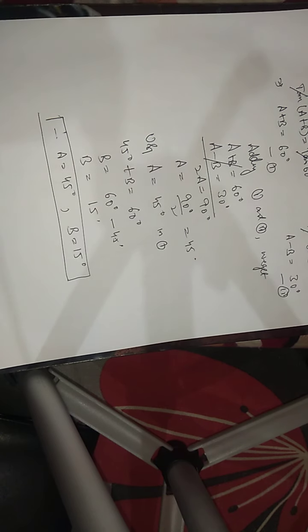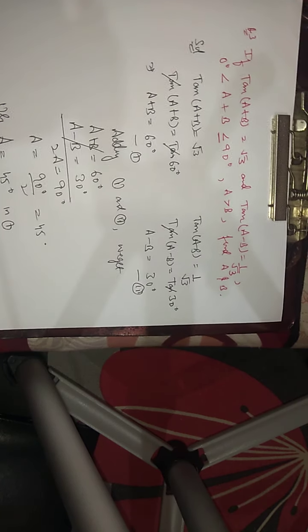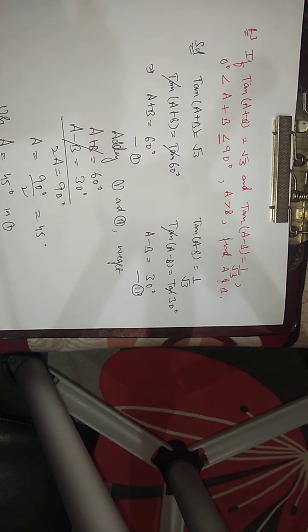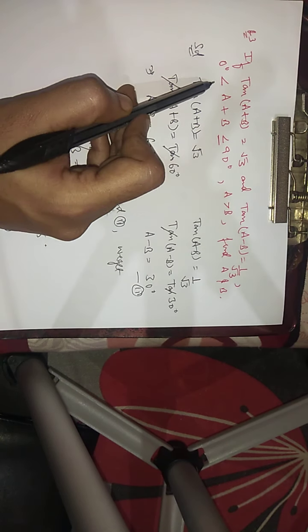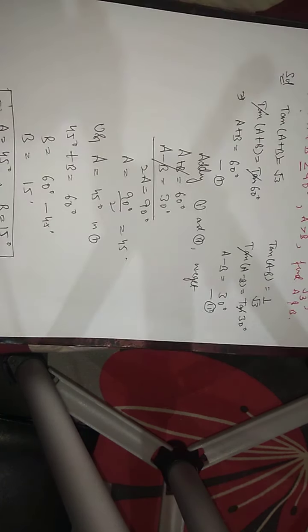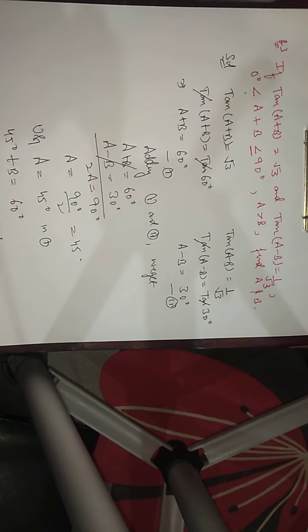So these are the required values of a and b, as they are satisfying the given conditions, which are a plus b is smaller than or equal to 90 and greater than 0. So when we add a plus b, it gives 60, which is smaller than 90 and greater than 0, and a is greater than b. Okay, so this was question number 3.